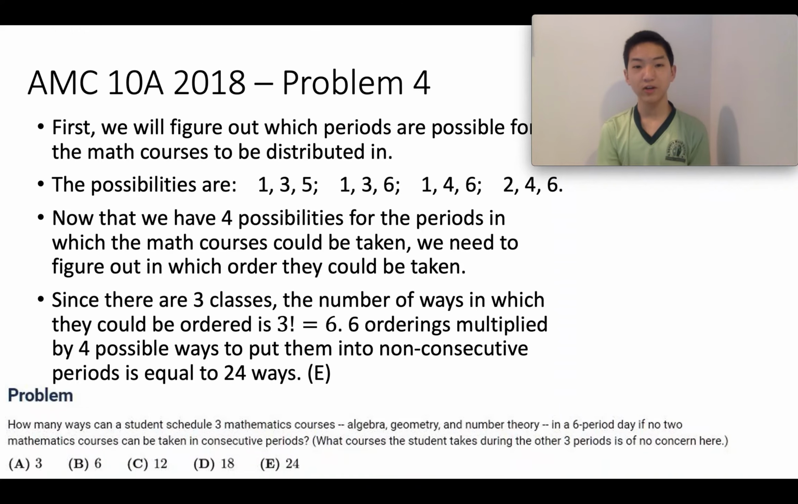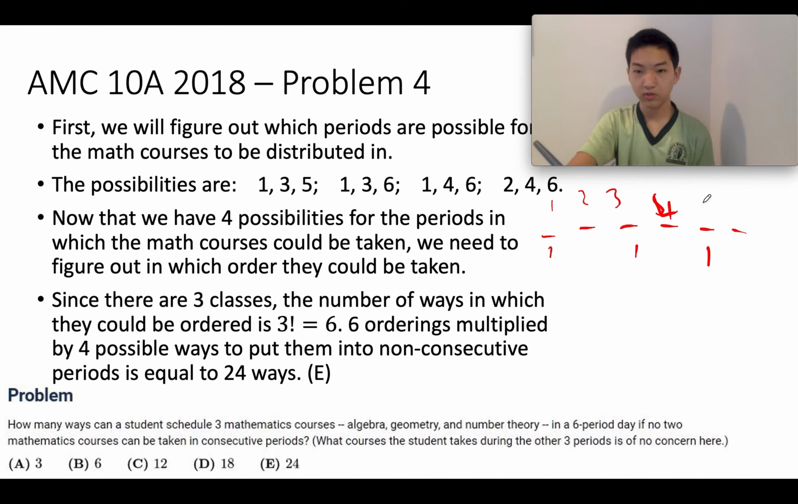So first we will figure out which periods are possible for the math courses to be distributed in, because there's a requirement that no two math courses can be taken in consecutive periods, which means they can't be next to each other. So the possibilities are 135, 136, 146, and 246. Those are easy to find just by looking at it, because if there are 6 slots and you need to have them separate from each other, you can just label all of those.